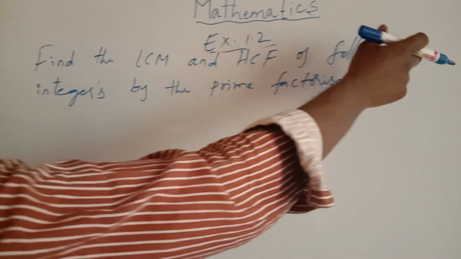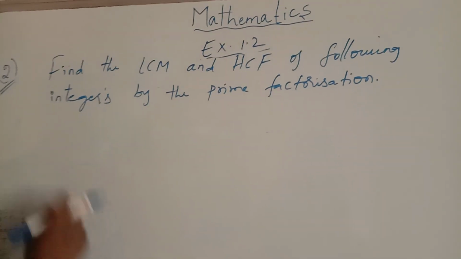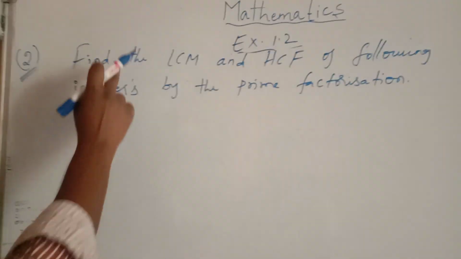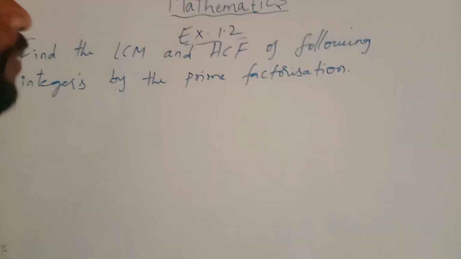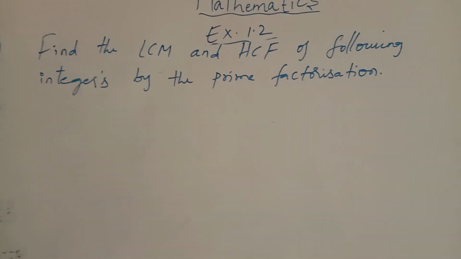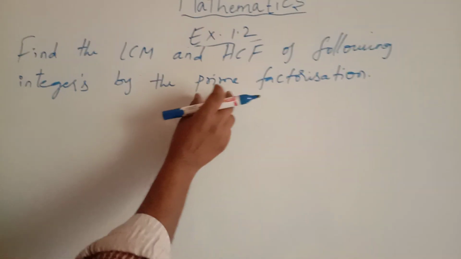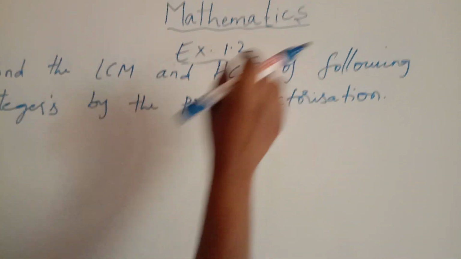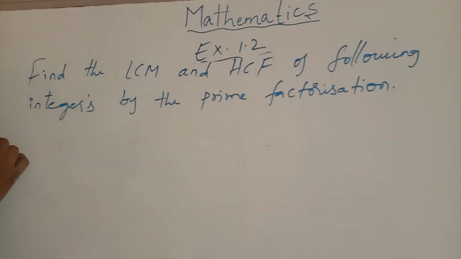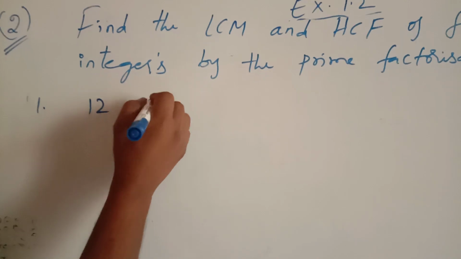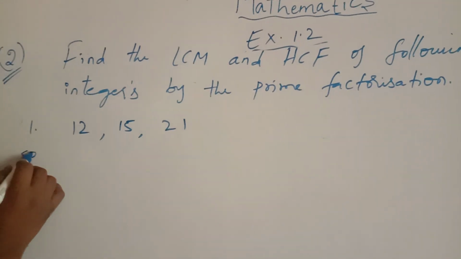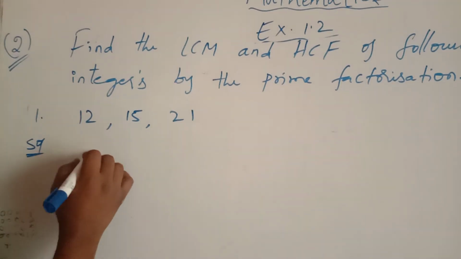For the first bit, the last two problems you can do yourself. The second bit is to find the LCM and HCF of the following integers by the prime factorization method. How to find LCM and HCF of the given numbers using prime factorization? We will see one question. The first question is 12, 15, 21.